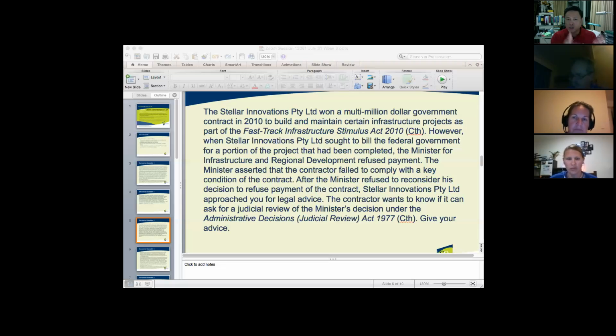Under that Act, the crucial point, number one, is was the decision made under an enactment? Or, if it wasn't, was it a decision made by a Commonwealth officer under an enactment? So it's not sufficient that the decision was made by a Commonwealth officer under the ADJR Act. The decision must have been made by a Commonwealth officer under an enactment. So was the decision made under the Fast Track Infrastructure Stimulus Act 2010, Commonwealth?